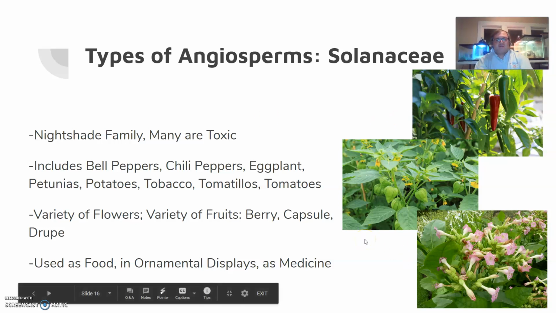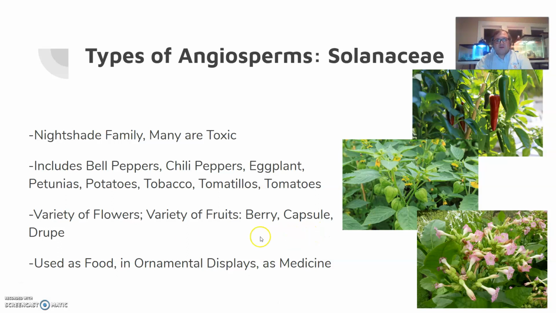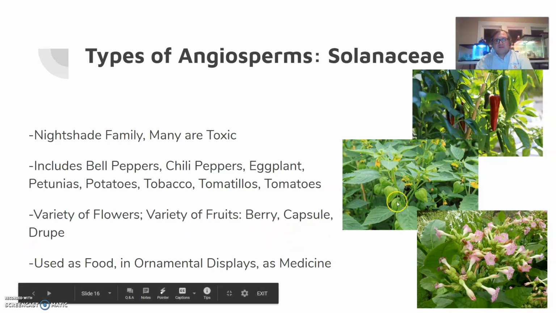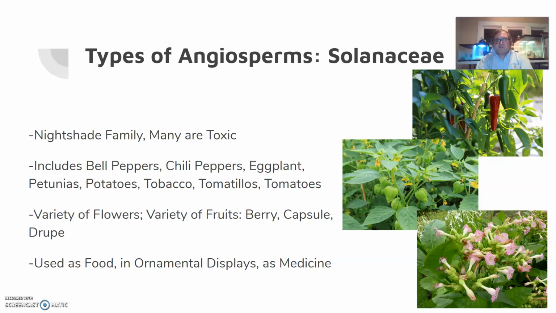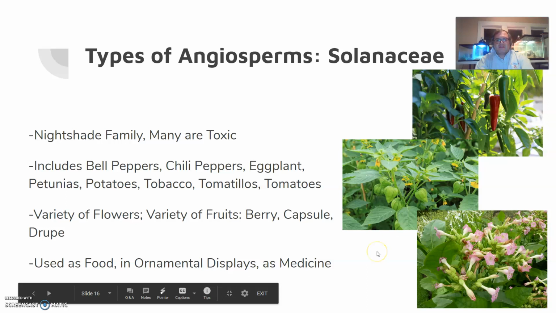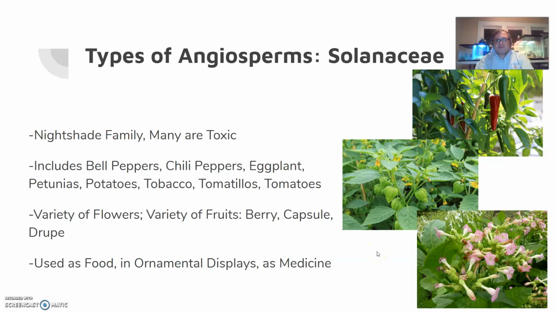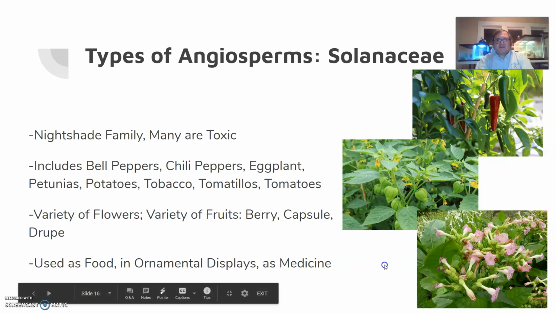They have a variety of flowers. Again, it's kind of hard to piece out the variety. Here's some flowers among tobacco plants. They also have a variety of fruits, a berry or a capsule or a drupe. Here we see the tomatillos with that little covering on the outside of them, and here we can see some peppers developing. They're obviously used a lot as food and in ornamental displays, and they're also used as medicine.